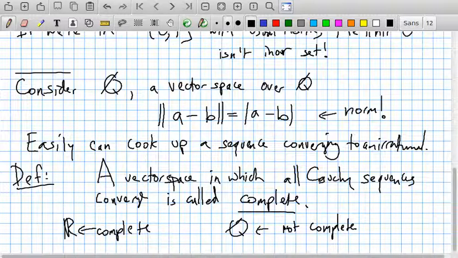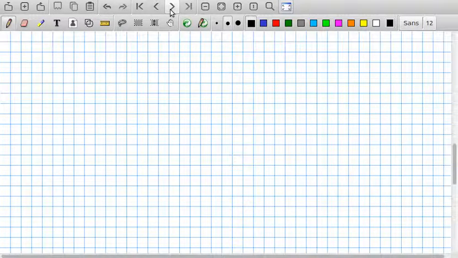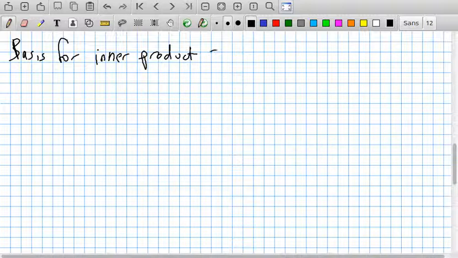Now why do we care about this? Well, we care about this because there are some sequences that we would like to deal with, in particular the Fourier series. So if we have a basis for an inner product space, and that basis is E1 up to En, well, if that's really a basis, then first of all, they're all linearly independent. We know that from before. That's what it means to be a basis.